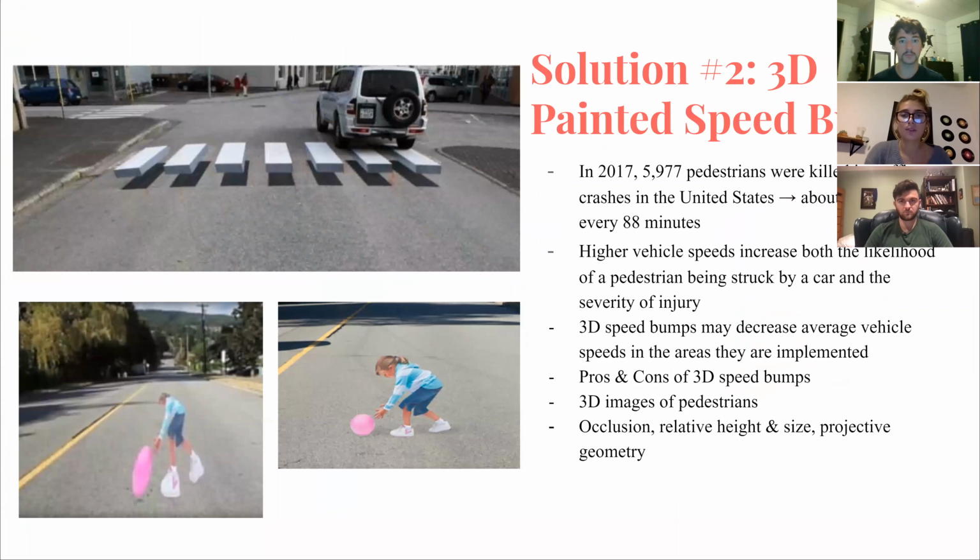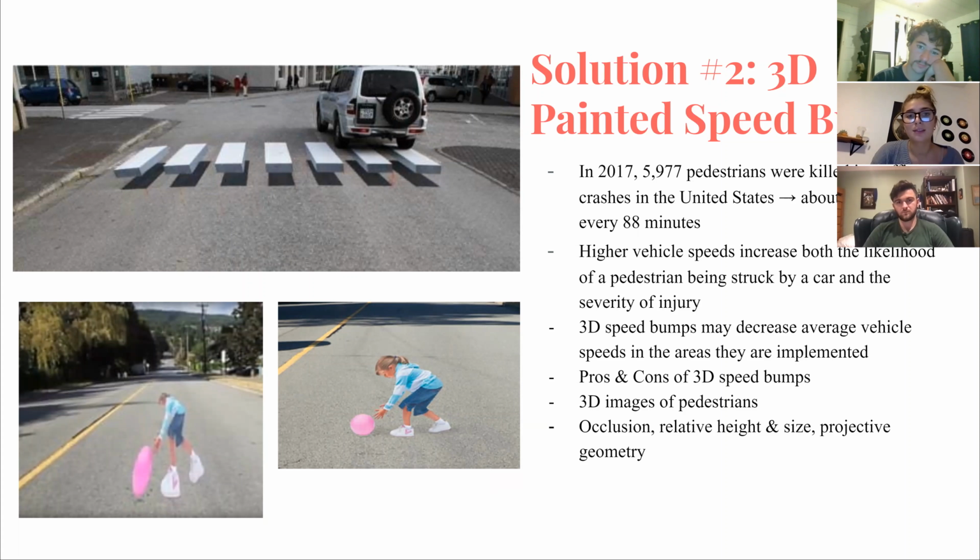The second solution we proposed is 3D painted speed bumps. The issue of speeding not only plays a role on freeways in high speed areas, but also in residential areas where pedestrian safety is at risk. In 2017, there were 5,977 pedestrians killed in traffic accidents.